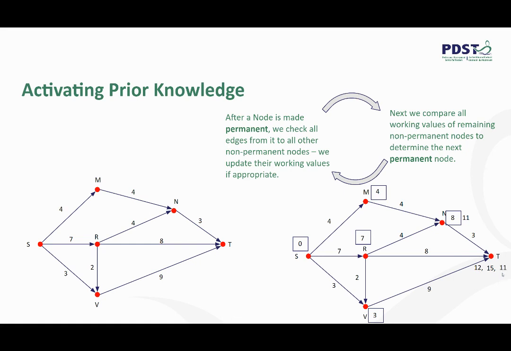So we have 11. And next we compare all working values of remaining non-permanent nodes to determine the next permanent node. We have 11. All of our nodes are made permanent, and the shortest distance from S to T is 11.